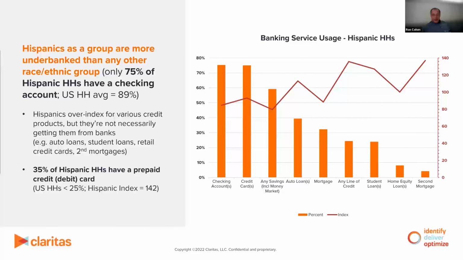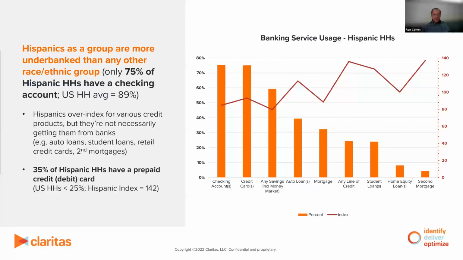It's not that there's no need for it. You can see here, the index line is well above average for lots of financial services, most of them credit related. This is for Hispanics. But most of the time, they're taking these products and services from non-bank financial institutions, things like auto loans, which may be indirect. They don't even know they're dealing with a bank. Student loans, retail credit cards, second mortgages through non-bank lending institutions. So someone's getting the business of Hispanics, the credit lines, the credit business, but mostly it's not banks, mostly.